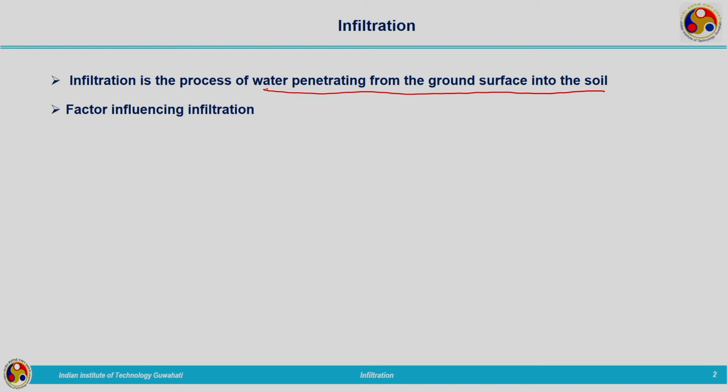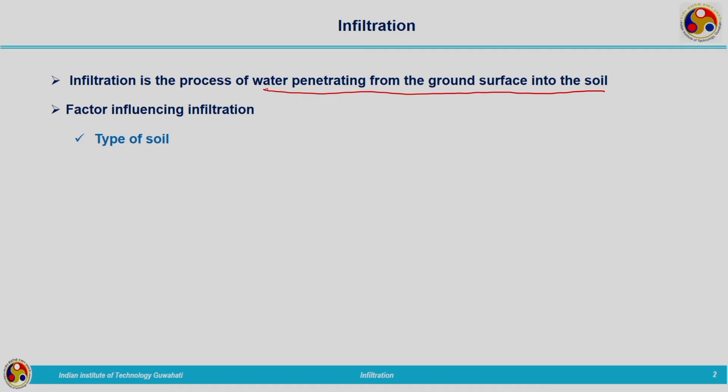First, let us see what are the factors influencing infiltration. Basically, this is the process which is happening through the soil. Definitely the type of soil will be an important factor. So, first factor which is influencing infiltration is type of soil. We are having different types of soil. All these soils will be having different types of pore space or packing. So, based on that, the infiltration experienced by different soils also will be different.